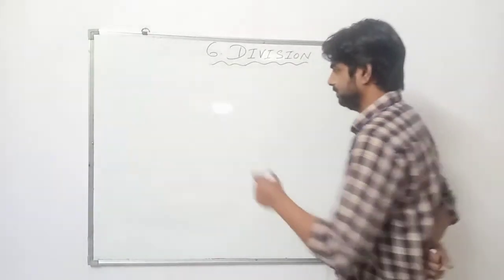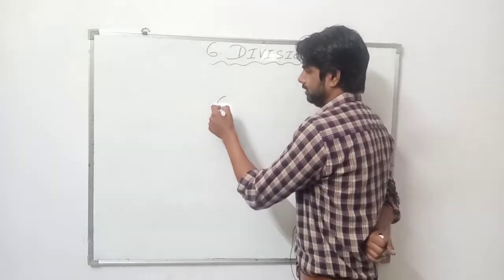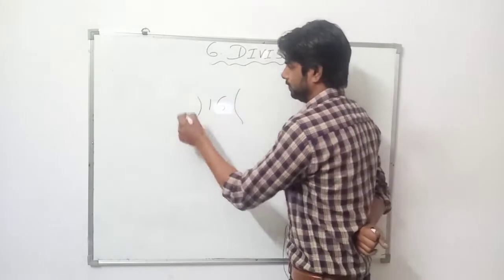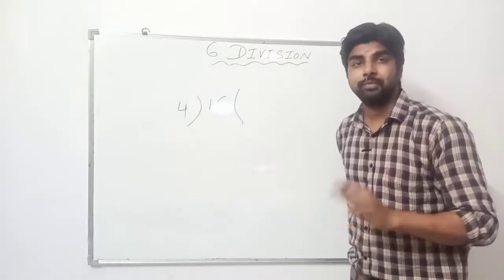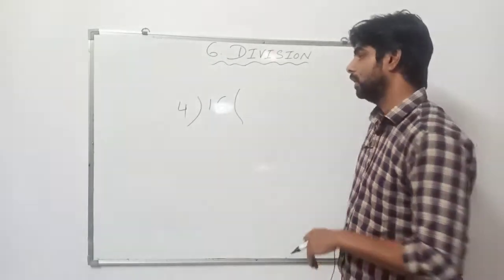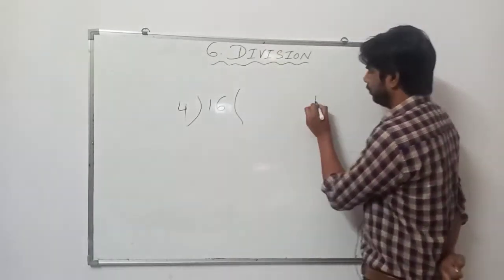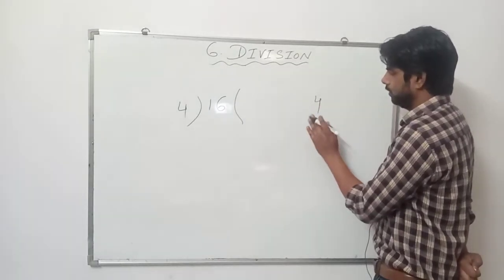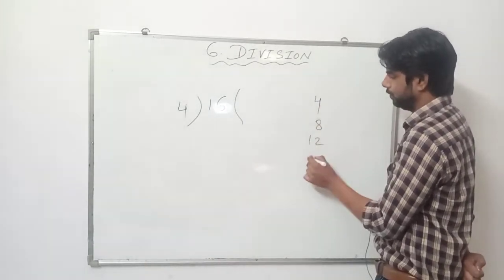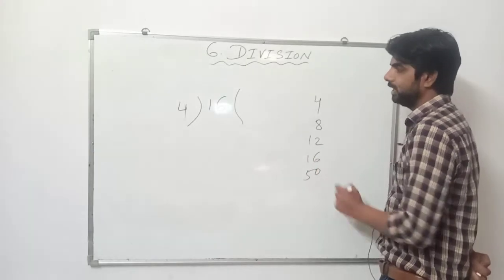Suppose we are dividing 16 by 4. What are we doing? We are dividing 16 by 4. So how can we divide? We know 4 1s are 4, 4 2s are 8, 4 3s are 12, 4 4s are 16, 4 5s are 20.